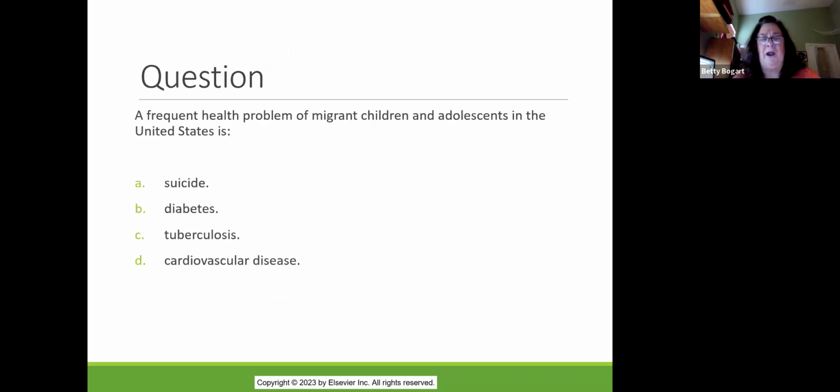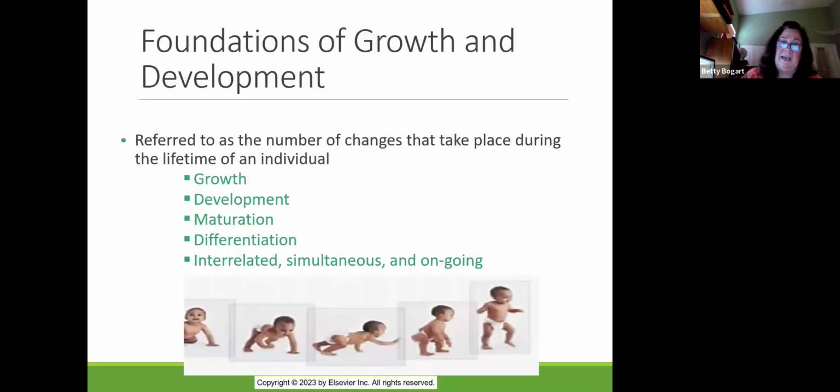So a frequent health problem of migrant children and adolescents in the United States, and it's basically TB. They're not tested like we are here. We test for TB all the time, don't we? All right, genetics.